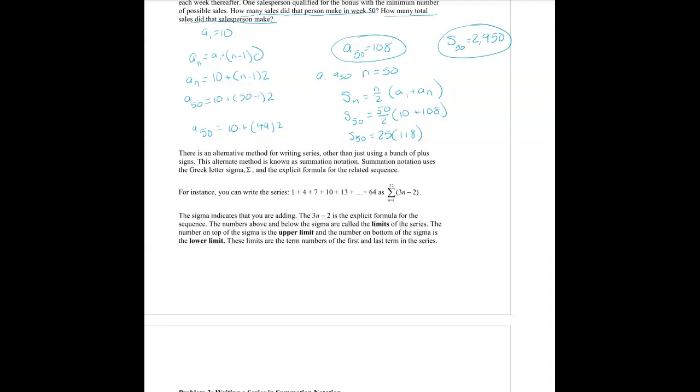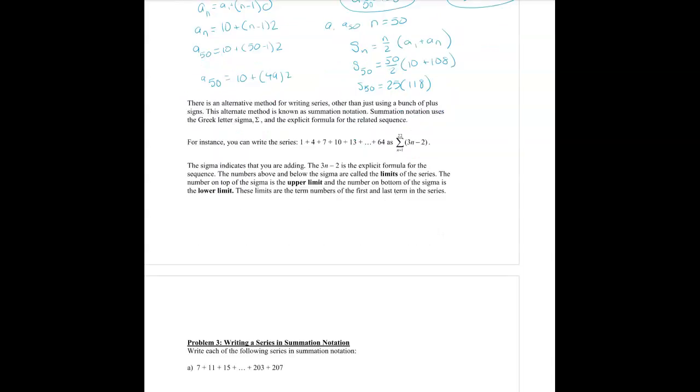For instance, you can write the series 1 plus 4 plus 7 plus 10 plus 13 ... plus 64 as the sum of 3n minus 2, where n equals 1 to 22. The sigma indicates that we are adding. The 3n minus 2 is the explicit formula for this sequence.